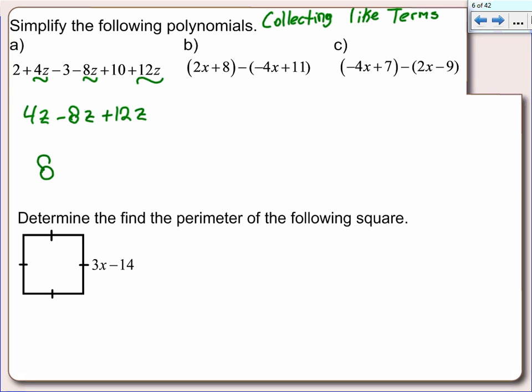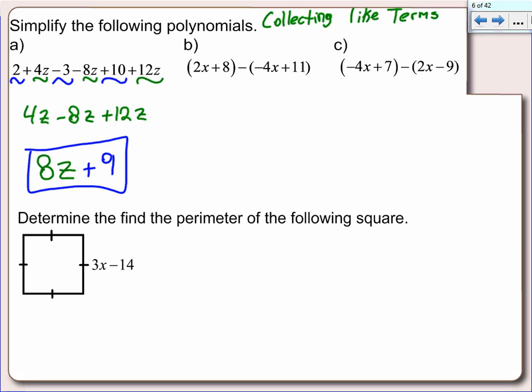I then look at all my numbers. So we've got 2 minus 3 plus 10. Those can all be added together, and that will give you plus 9. That's called collecting like terms. That shouldn't be too new to you. Just a little bit of reminder from previous years.